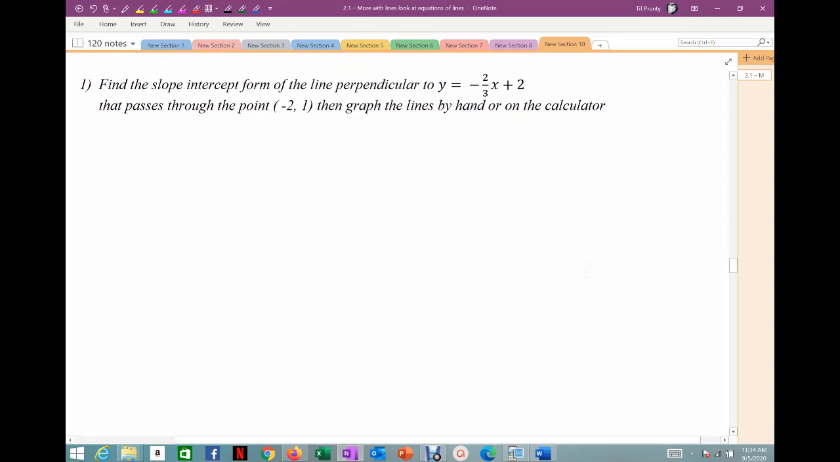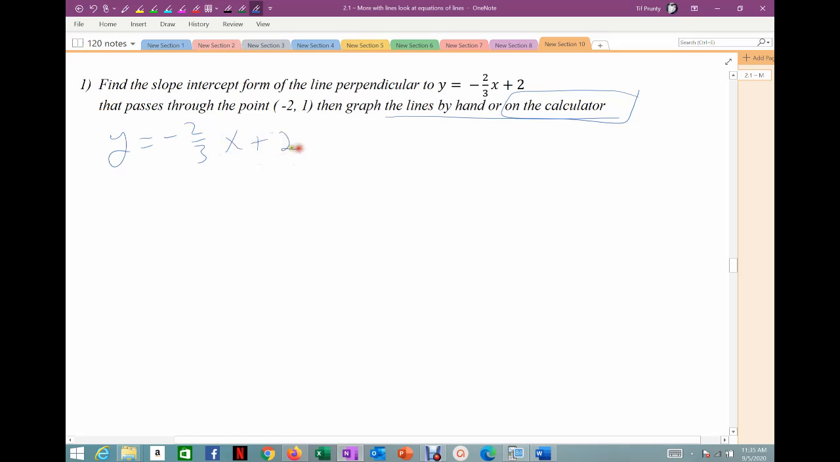Find the slope-intercept form, so I'm going to make sure I put it in the y equals mx plus b form, of the line perpendicular to the equation y equals negative 2/3 x plus 2 that passes through the point negative 2, 1. You can graph the lines by hand or on the calculator, and I'm going to use the calculator because I think most of you will do it that way, but you could do it by hand too. And that's just a way to double check, just to make sure they look reasonable, that they are crossing and creating a right angle.